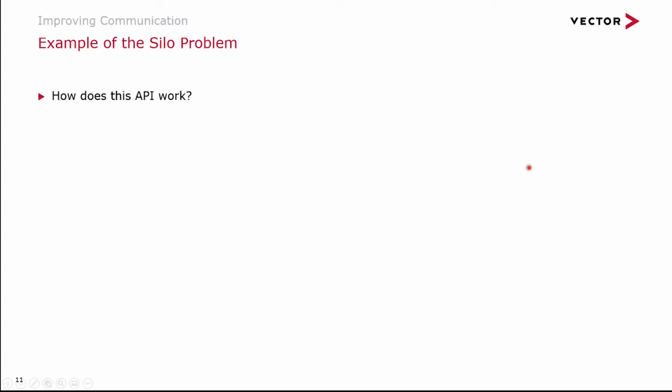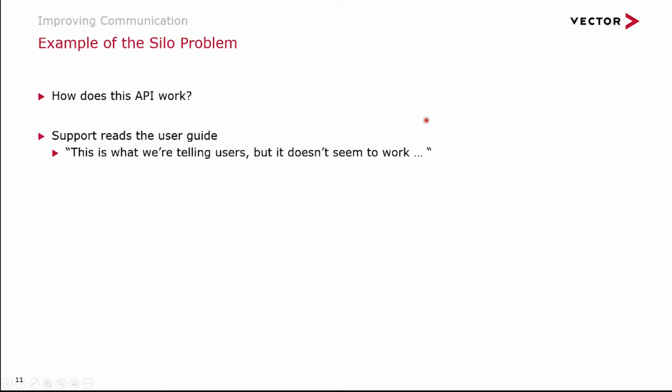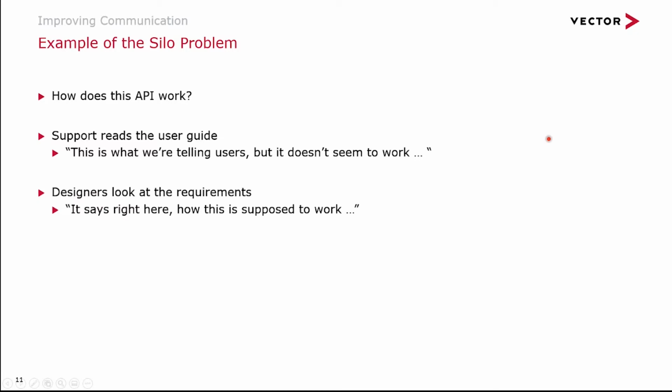So here's an example silo problem, right? How does this API work? So if you're building a library, you probably want to document the API parameters and the ranges of values for each parameter, something of that nature. Again, this is a simple example just to make my point. So, if a question comes in from a customer, support might read the user guide and say, "Hey, I tried what it says in the user guide, but it doesn't seem to work."